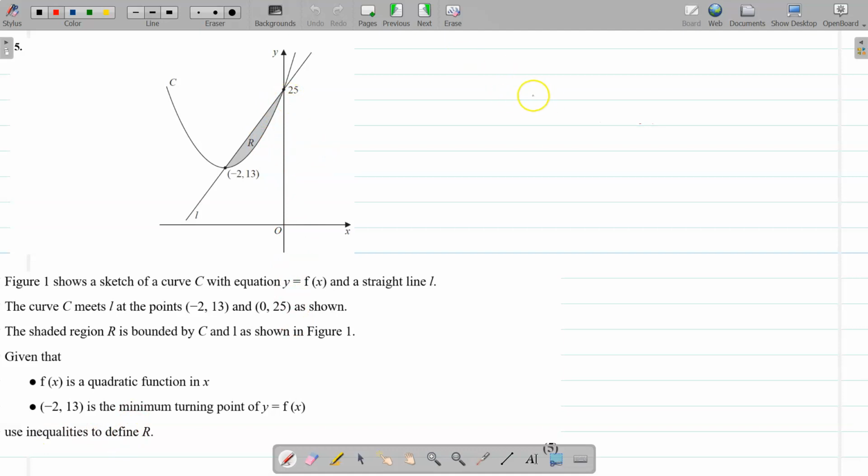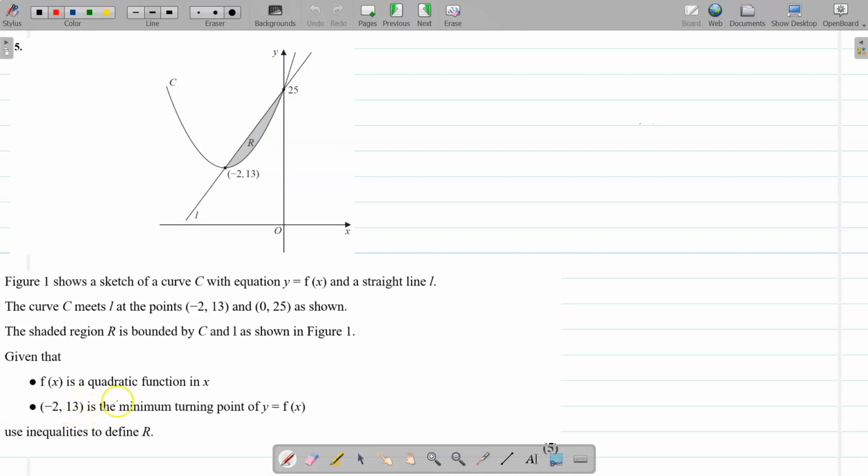Okay, now you've got some information about the minimum point being negative 2, 13, and you know that f of x is a quadratic. Now, there would be a temptation to complete the square and think of the expansion of x plus 2 all squared plus 13.